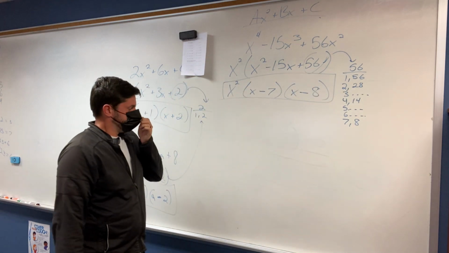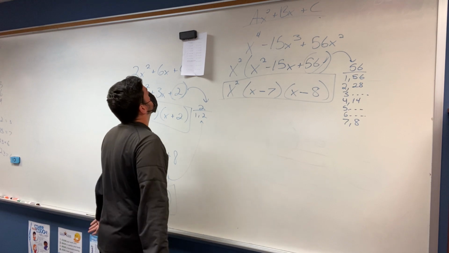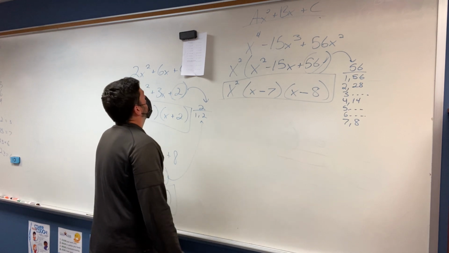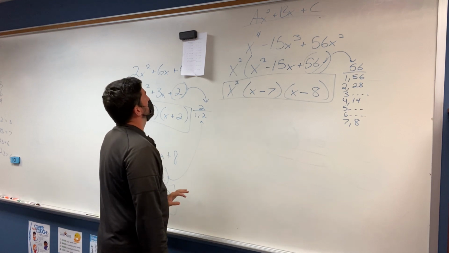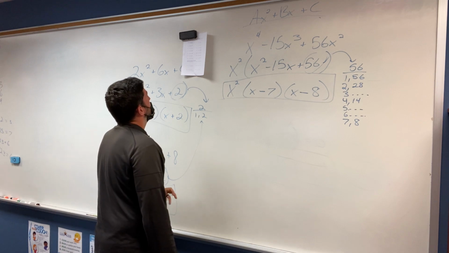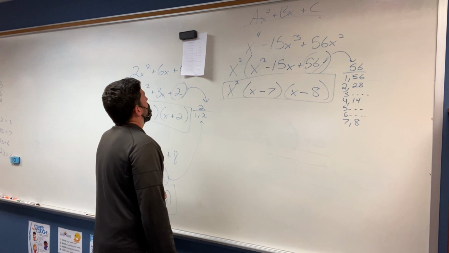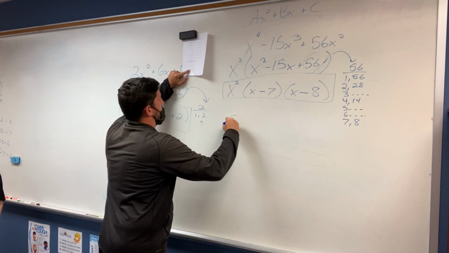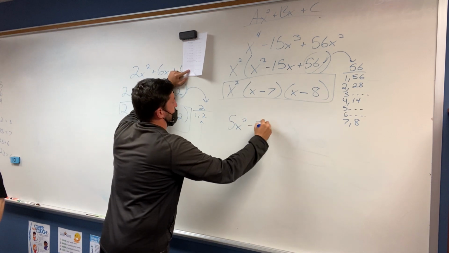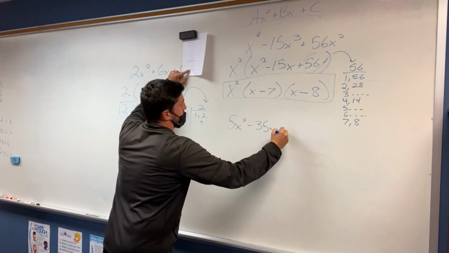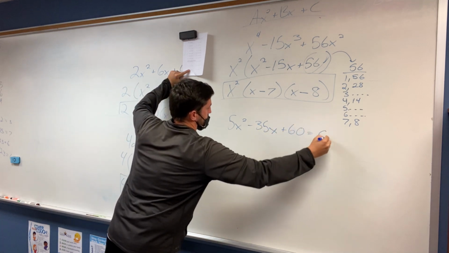Okay, let's do one more. I want to do a more difficult one. In fact, I'm going to do one that has an equals sign on it. Let's do 17. Okay, so I have 5x squared minus 35x plus 60 equals 0.